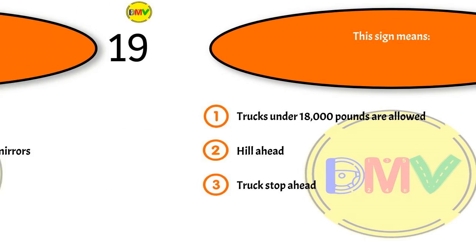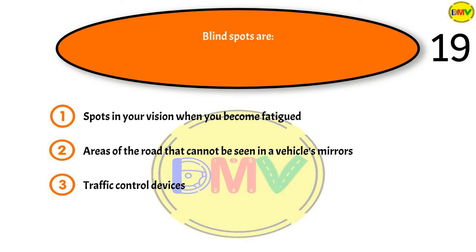The question 19. Blind spots are 1. Spots in your vision when you become fatigued, 2. Areas of the road that cannot be seen in a vehicle's mirrors, 3. Traffic control devices.